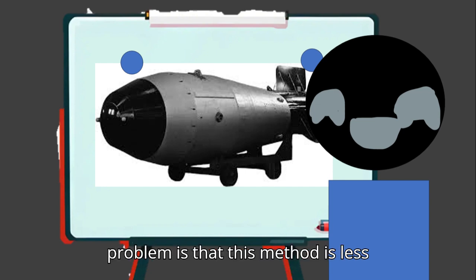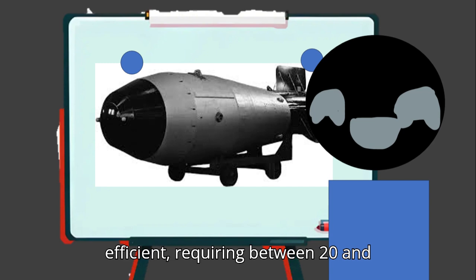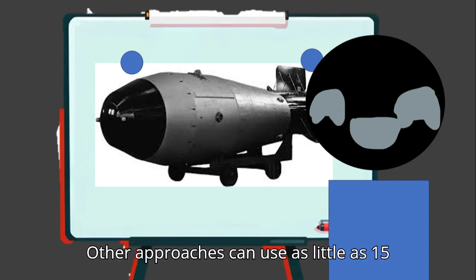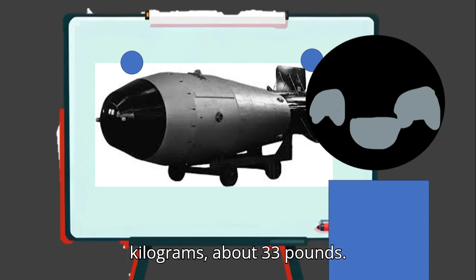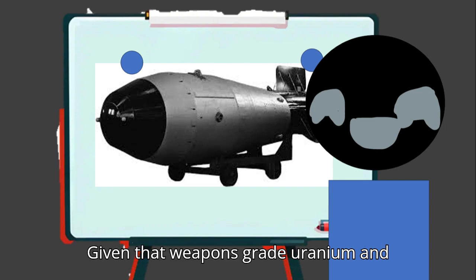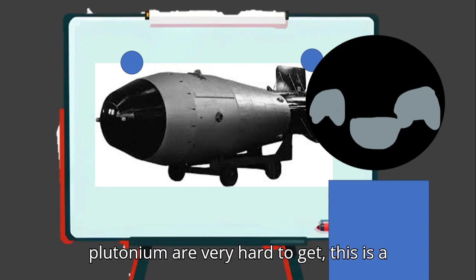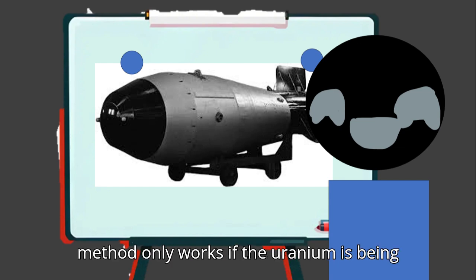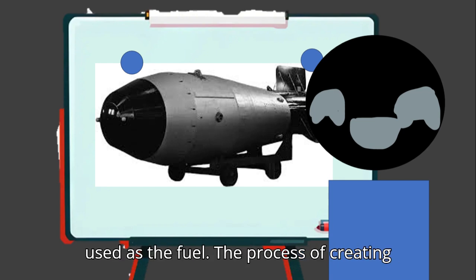Another problem is that this method is less efficient, requiring between 20 and 25 kilograms, around 44 to 55 pounds, of uranium. Other approaches can use as little as 15 kilograms, about 33 pounds. Given that weapons-grade uranium and plutonium are very hard to get, this is a real disadvantage. Also, the gun method only works if uranium is being used as the fuel.